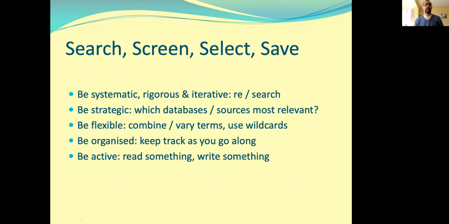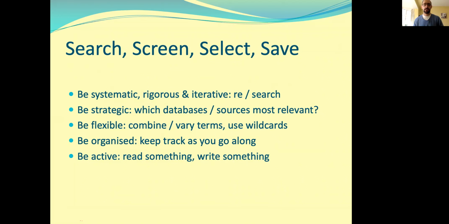So the first thing is get organized, right? We've defined research already as systematic, methodical, rigorous inquiry. And so every aspect of your research needs to be systematic, methodical, rigorous. So that includes the way that you work with literature. And I've summarized this with the headings search, screen, select, and save.